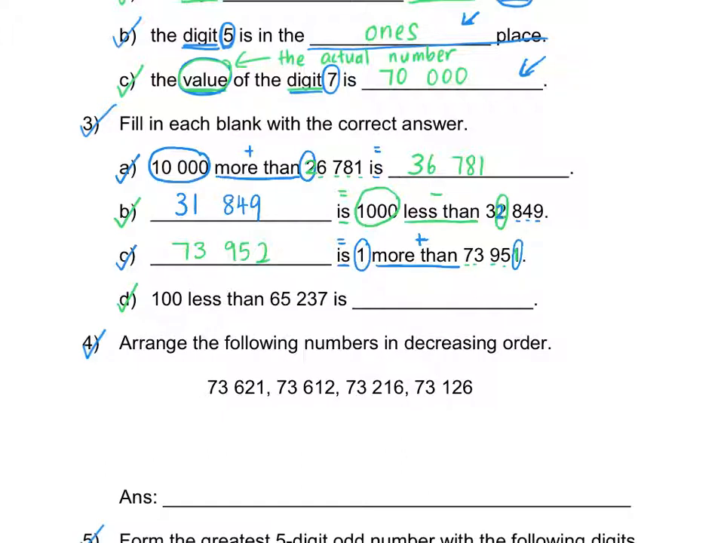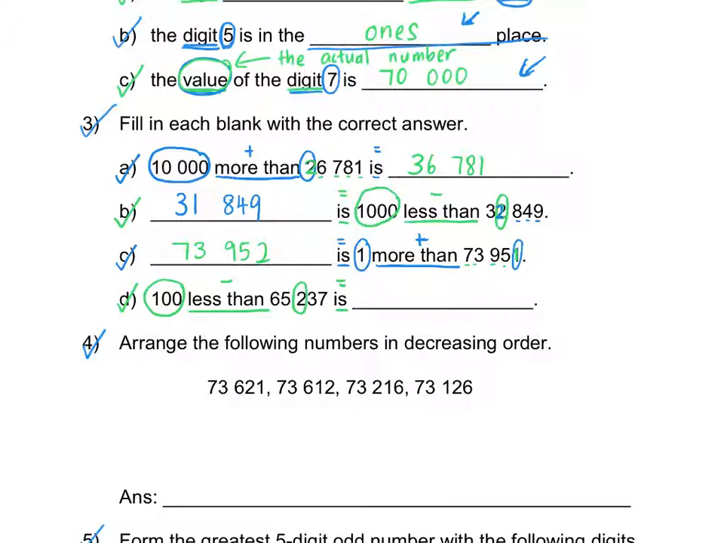100 less than 65,237 is blank. Similarly, let's underline the keywords in this question. They include less than means minus, is means equal. You are given 100 less than the number. So which place value should we focus in? That's right, we should focus in the hundreds place.